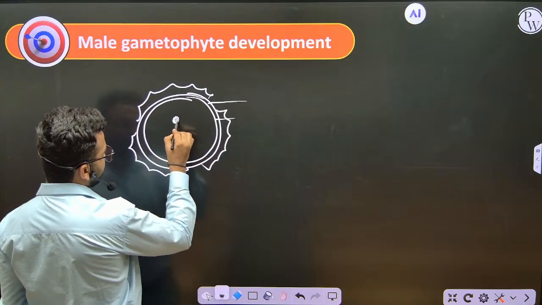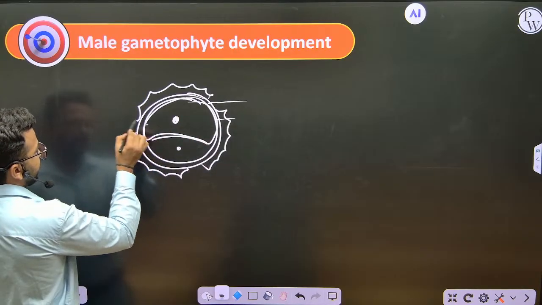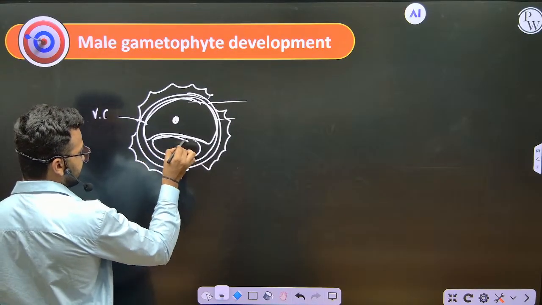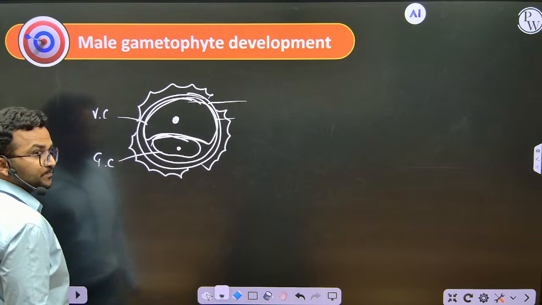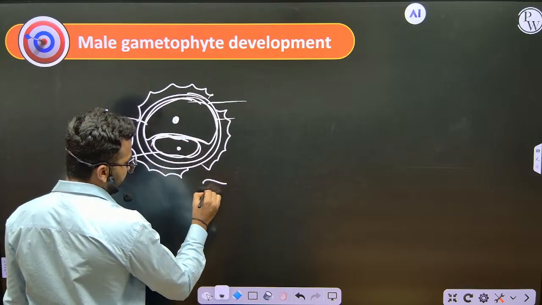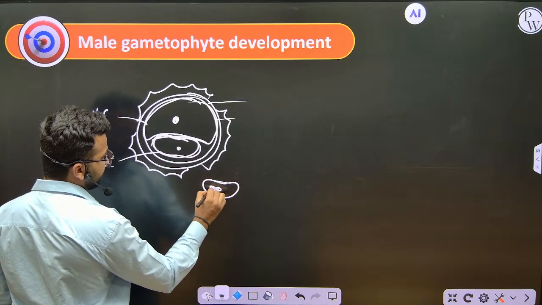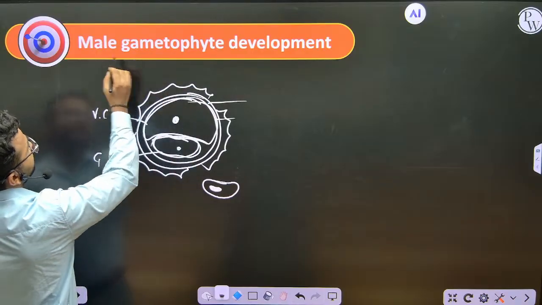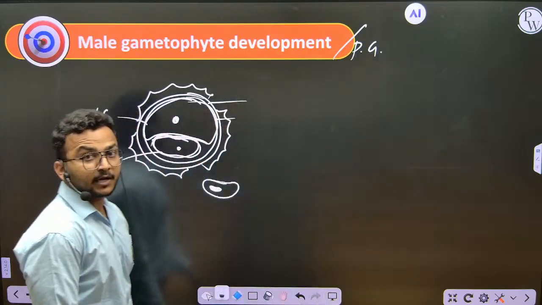Inside of that we will be seeing two cells. The one cell which is bigger in shape, we call this the vegetative cell, and the one which is smaller and spindle in shape, we call the generative cell. This is the generative cell, a spindle shaped structure like this, and the spindle nucleus will be there within that. So that is the two cell stage. These two cells are there within the male gametophyte. Male gametophyte is nothing but pollen grain, they are talking about pollen grain here.